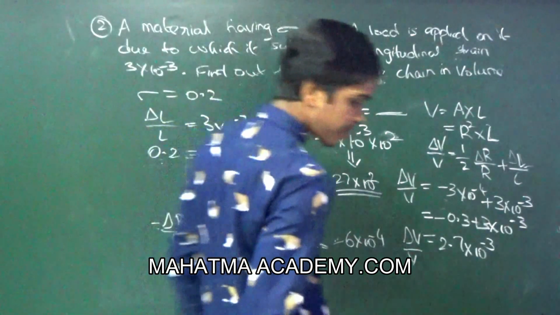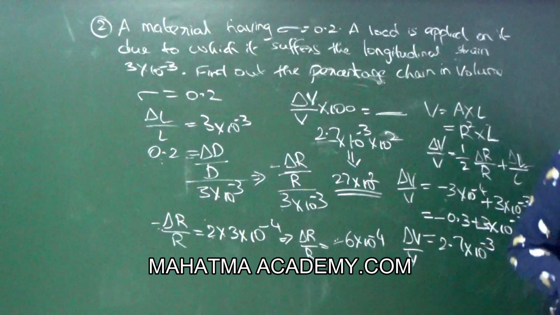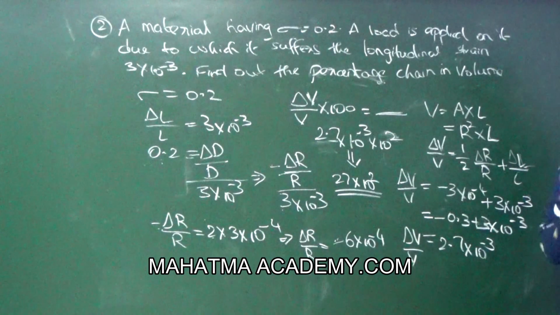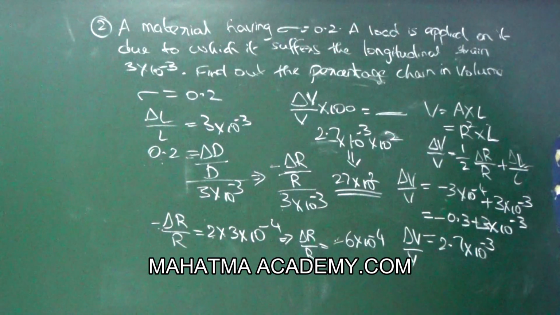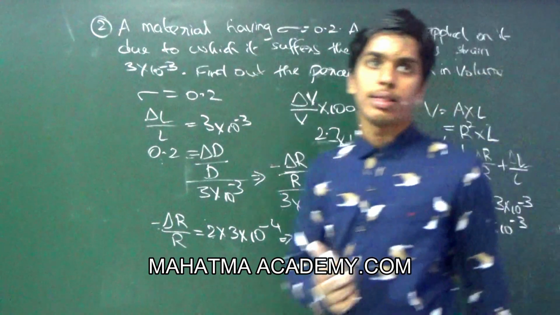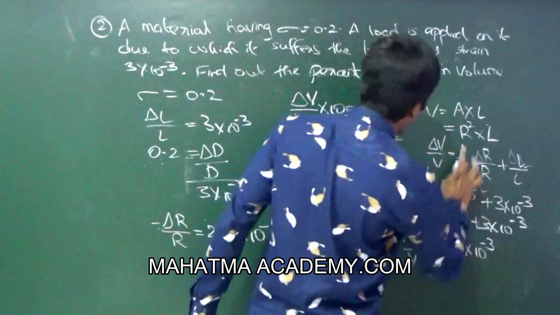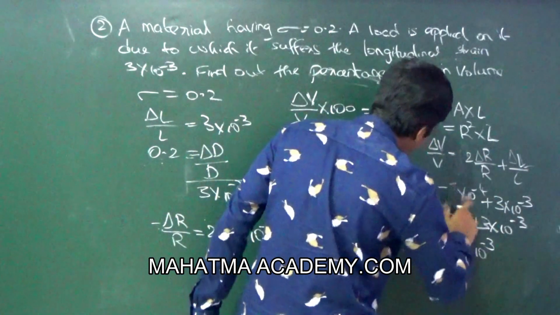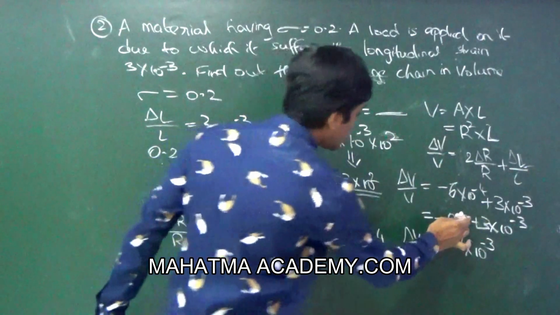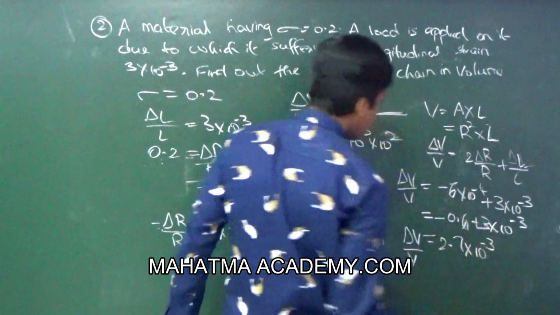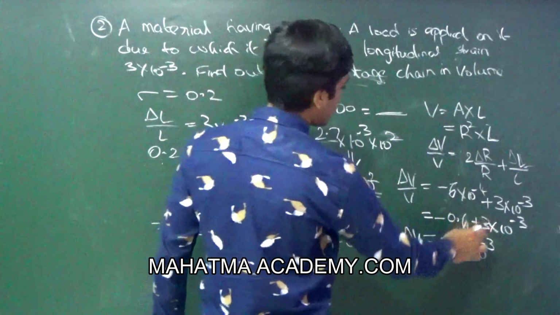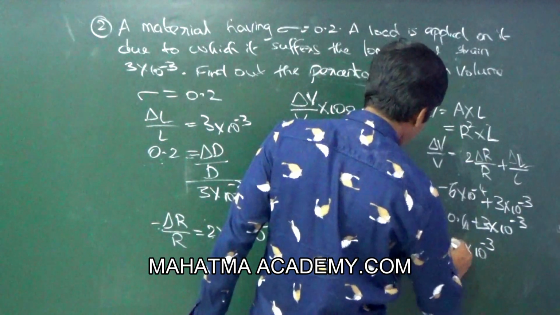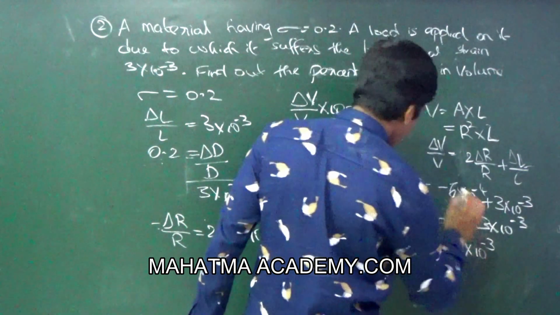Copy this. There is a small mistake here. Here it is square, so it will become 6. From this it will become 6, so minus 2.4.